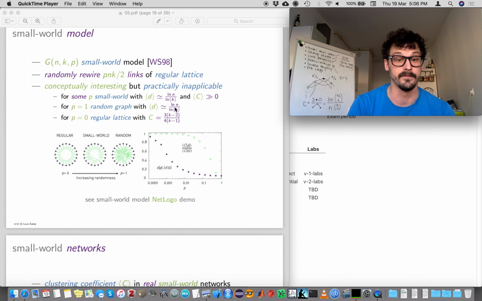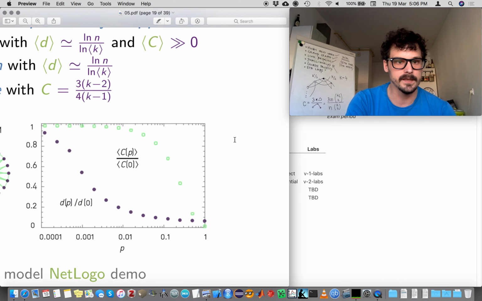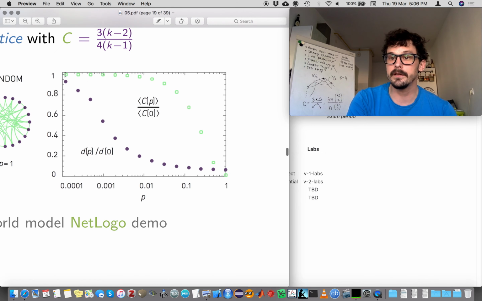the distances very short. Here, what this plot is showing is, the green dots are showing you the clustering coefficient during this rewiring process, and the purple dots are showing you the distances between the nodes during the rewiring process. And clustering and distances are both divided by the value of the ring lattice, just to have the vertical axis be between 0 and 1 for both of the measures.